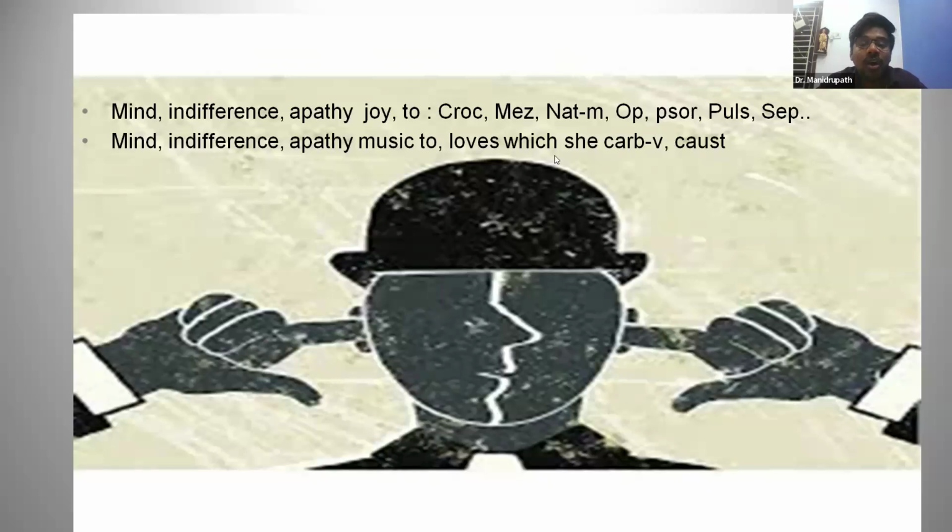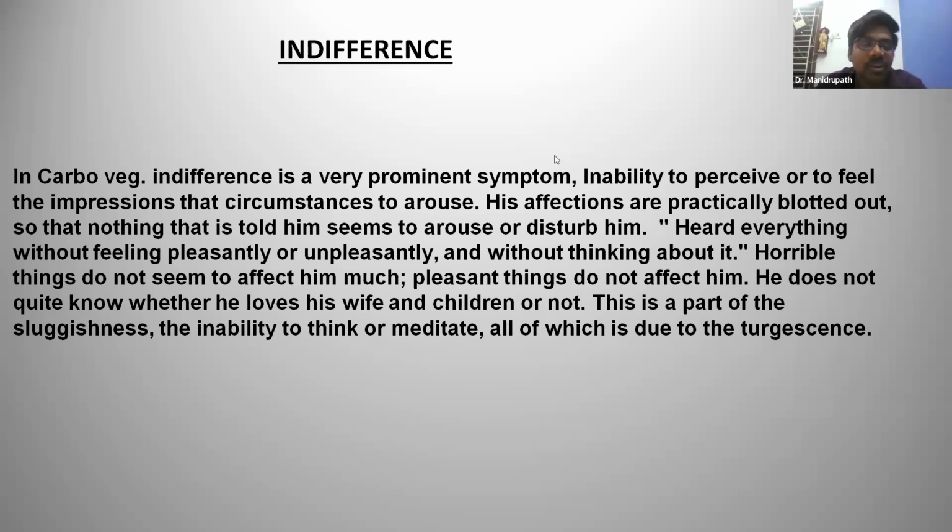Mind, indifference to joy. Mind, indifference, apathy to music, loves: Carbo veg and Causticum. Even Carbo veg has this indifferent state. Why did Carbo veg develop this indifferent state? We can see in the next slide. In Carbo veg, the indifference is a very prominent symptom, unable to pursue or feel the impressions that circumstances arouse. His affections are particularly blunted, so that nothing told to him seems to arouse or disturb him.